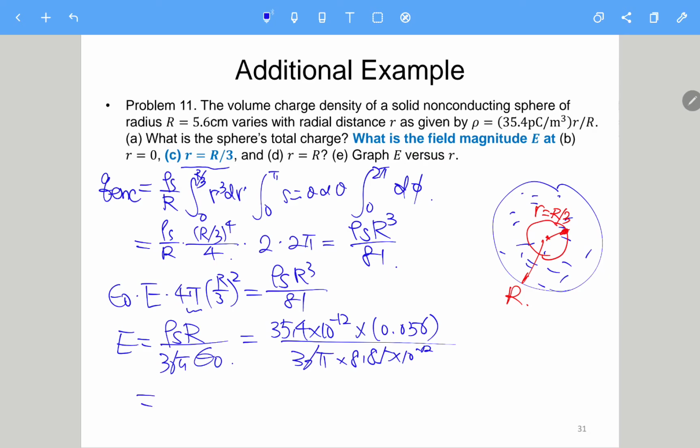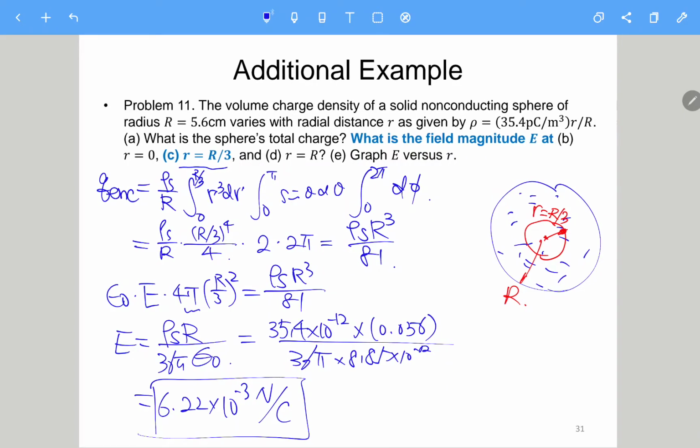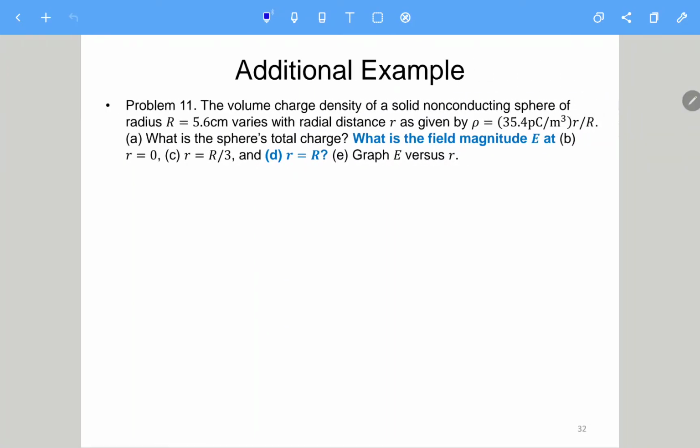So E will be 6.22 times 10 to the minus 3 power Newton per Coulomb. So this is for part C. Wow. Okay, so yeah, we still have something to go.